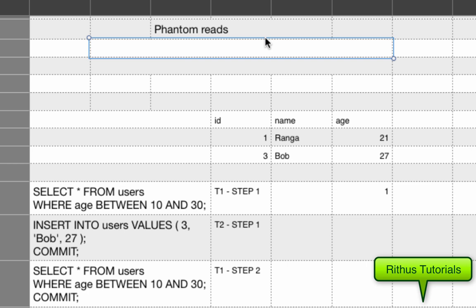So now we have looked at all the 3 different problems that happen in a transaction. We started with dirty read, then non-repeatable read, and now phantom reads, the last example which we looked at.